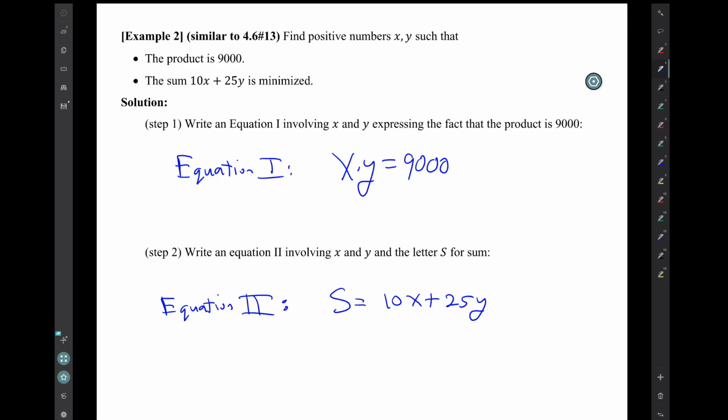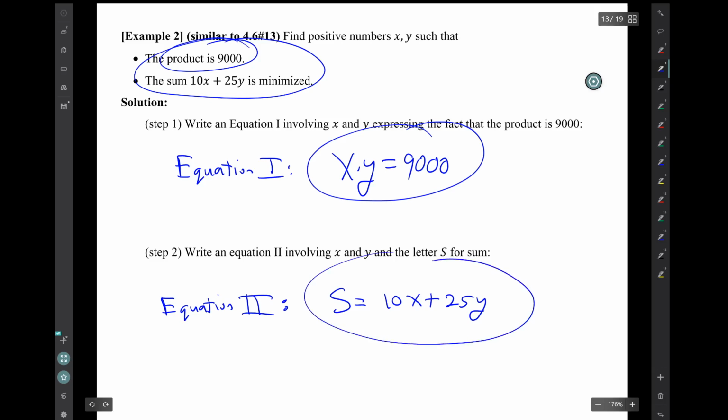So there's our equation 2. Again, a second equation, actually no equations were given. The first sentence was sort of worded like an equation, saying the product is 9,000. But we had to conjure up these equations. We had to figure out from what was told to us that there were going to be these equations involved.